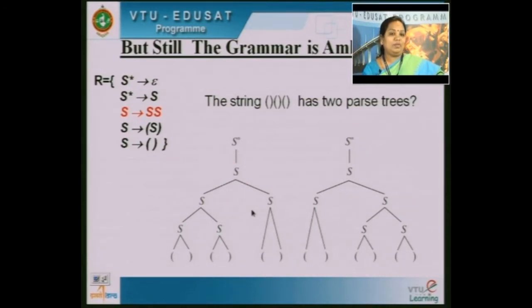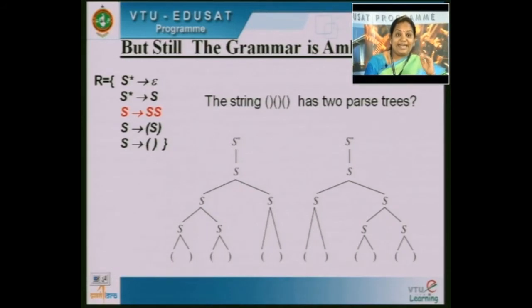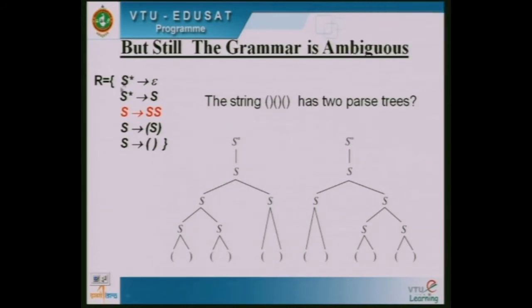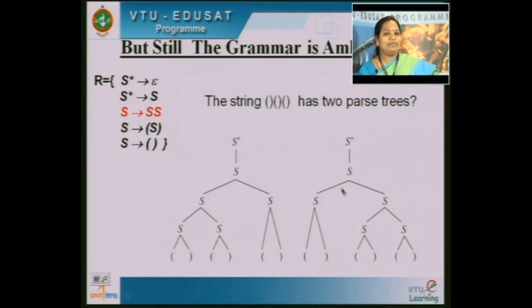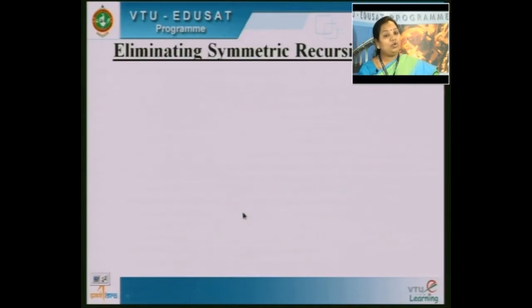Then the question is, why is the grammar still ambiguous? As I said, eliminating epsilon productions will reduce ambiguity, but it will not eliminate ambiguity. Then where is this grammar leading to ambiguity? You can see the third rule, S tends to SS. This rule leads to ambiguity, leads to alternative paths. So, how to overcome that rule?